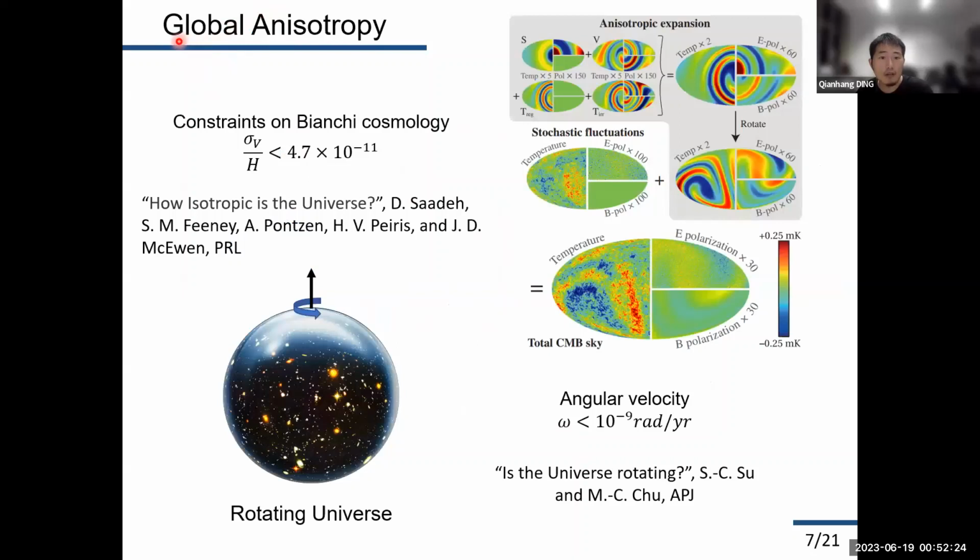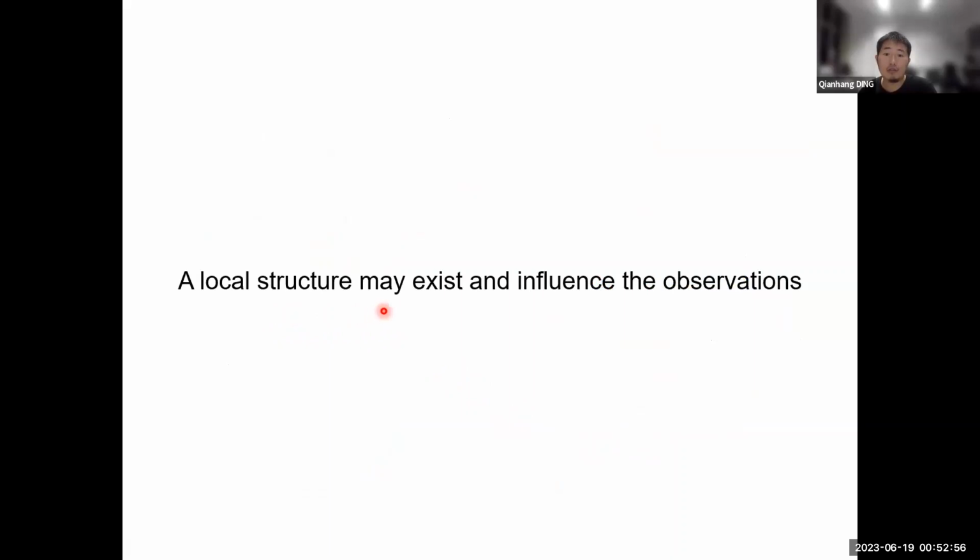For example, a global anisotropic structure. That is, maybe our universe is not an FRW universe, maybe it's a Bianchi universe. However, this work shows that Bianchi cosmology has been strongly constrained by the CMB observation. Another possibility is that maybe our universe is rotating. There is a special axis. And in this work, they show that the angular velocity of the universe is strongly constrained. Therefore, a local structure may exist, and such a local structure may influence our observation.